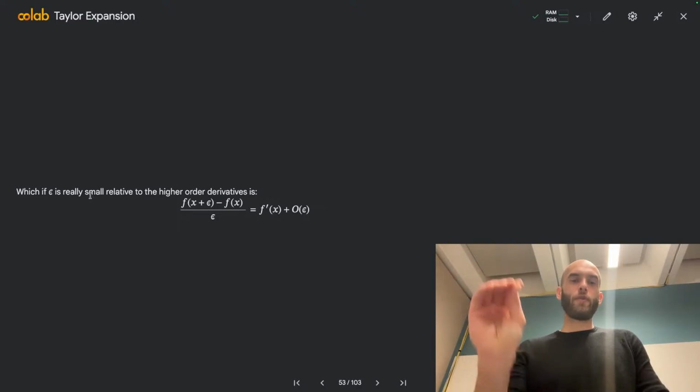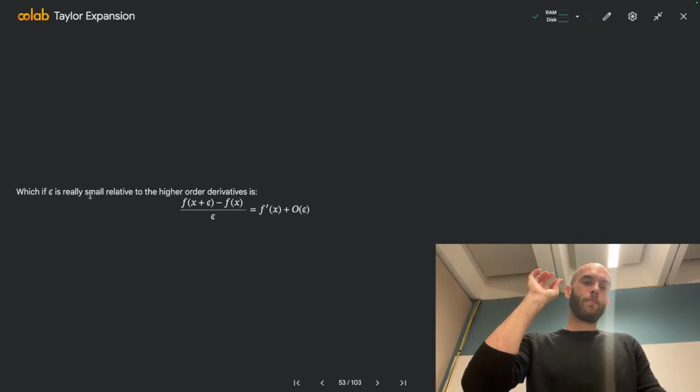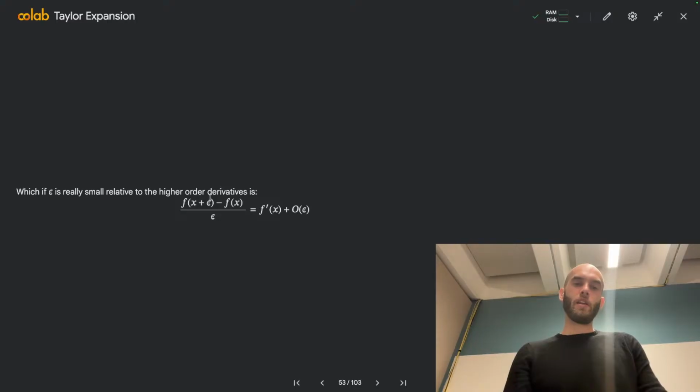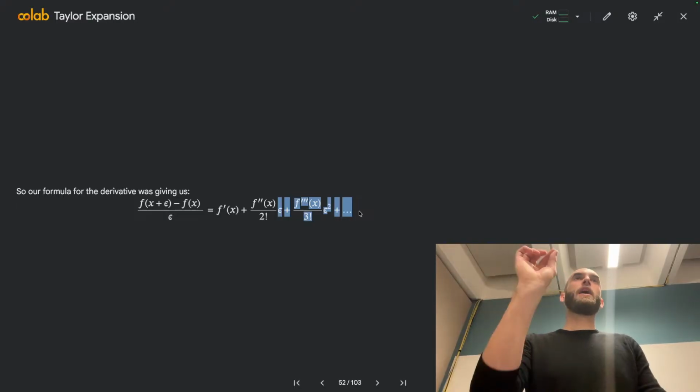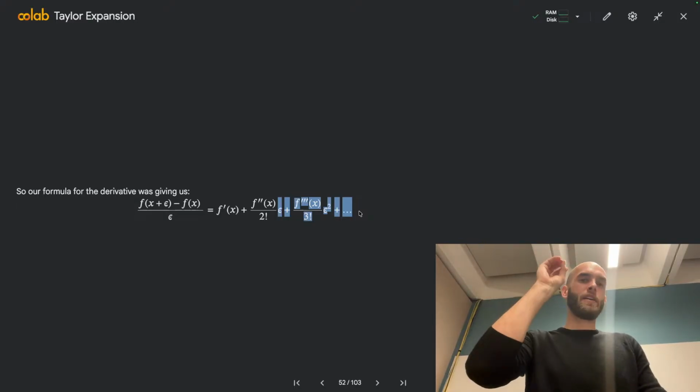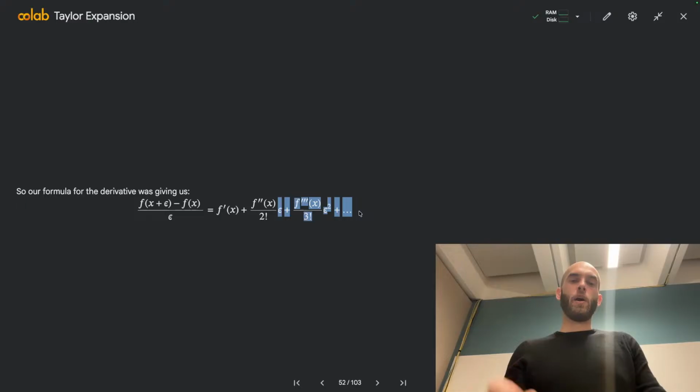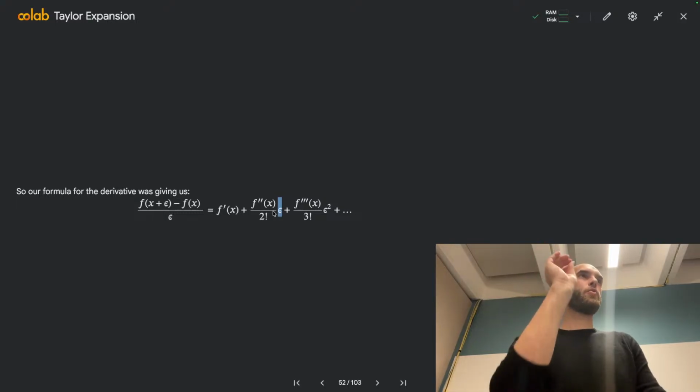When we have very small epsilon, we have, this is just the definition of f prime. So, thinking back to this thing, this is just f prime, and then we have a bunch of other stuff. And when the increment epsilon is very, very small, so you can see here we have epsilon, these extra derivative terms are also going to be very small.